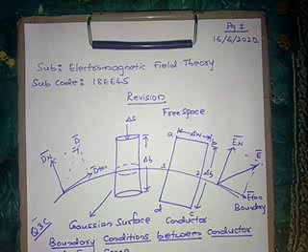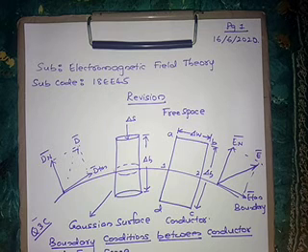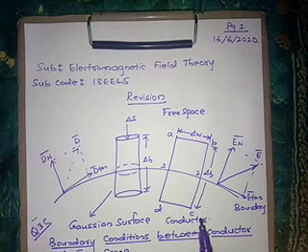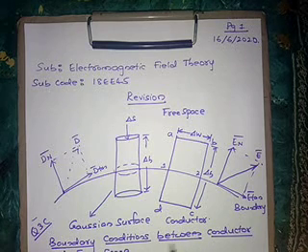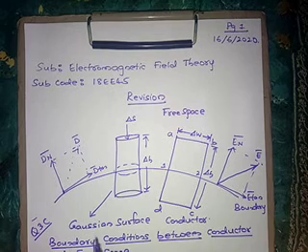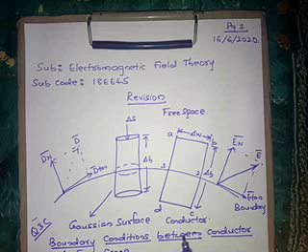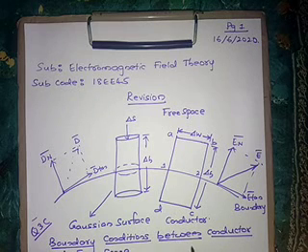The first point is the field intensity inside a conductor is 0 and the flux density inside a conductor is also 0. So the field intensity E and the flux density D of an ideal conductor are 0. The second point is no charge can exist within the conductor. The charge appears on the surface of the conductor. Third point is the charge density within the conductor is 0, that is rho v.